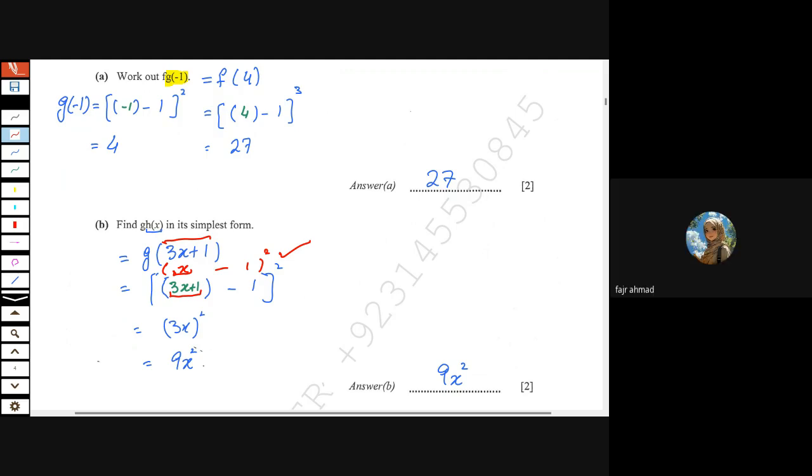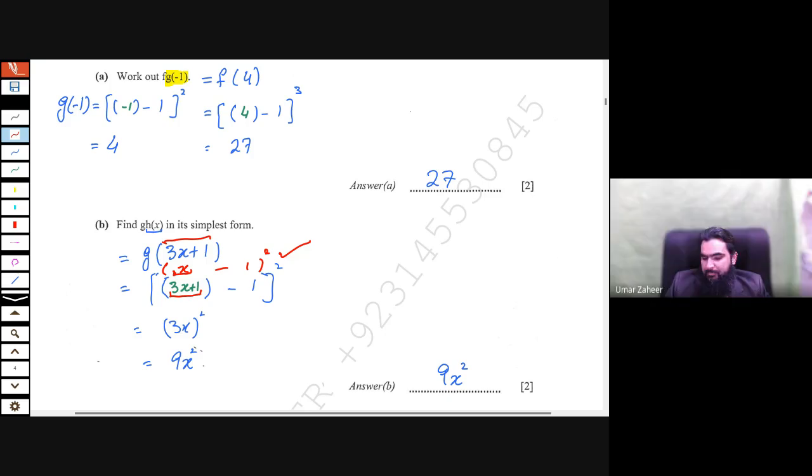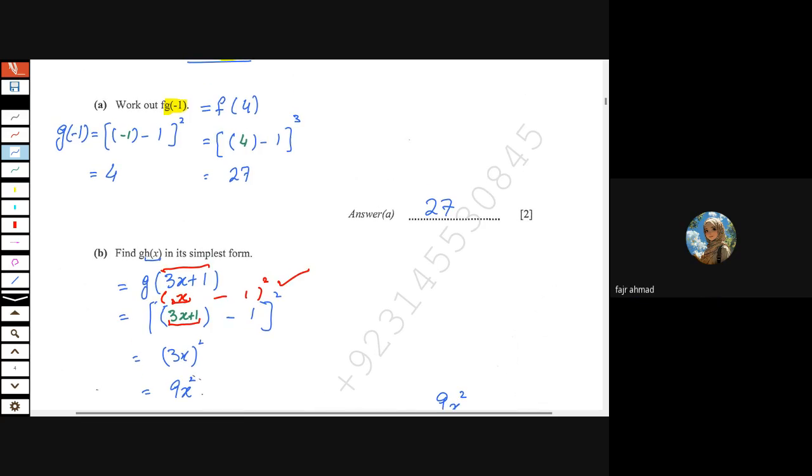Sir, in the marking scheme, the answer is 4x. No, it's okay. Maybe there is some printing mistake. No, it's correct. Okay.